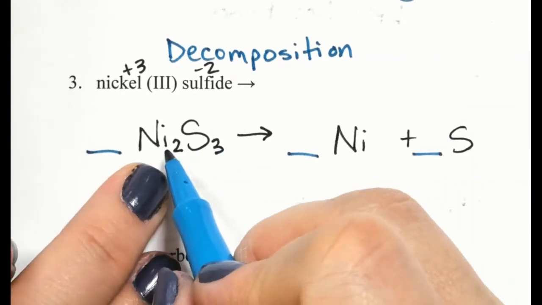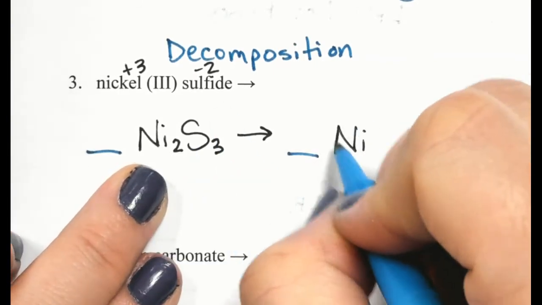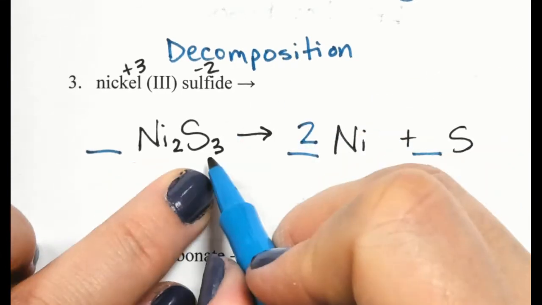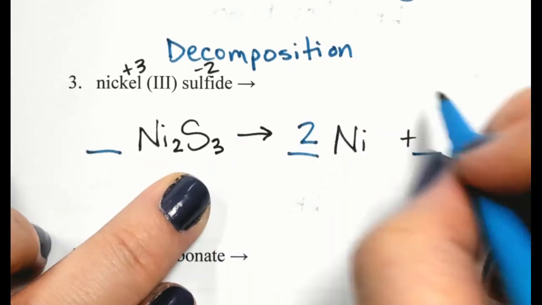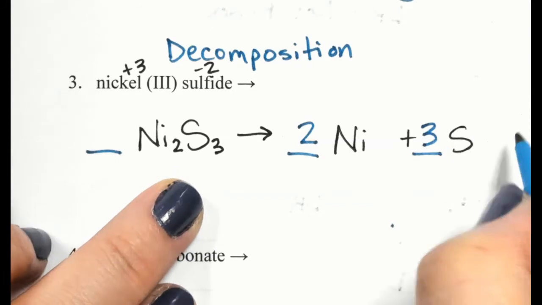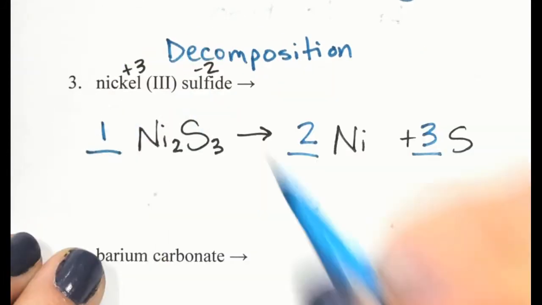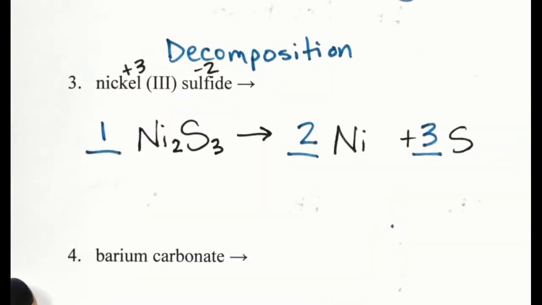We have 2 nickels on the left, 1 nickel on the right, so I'm going to need a 2 here, 3 sulfur on the left, 1 sulfur on the right, so I'm going to need a 3 there. And now this is balanced, so I'll go ahead and put a 1 here.